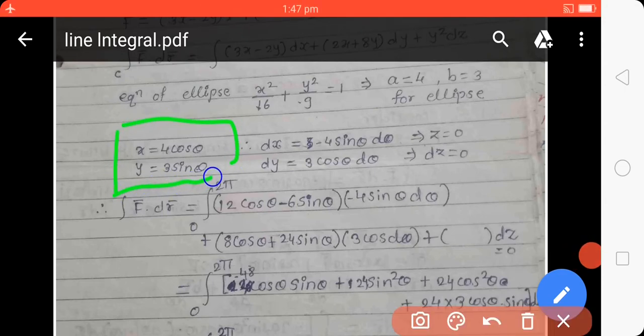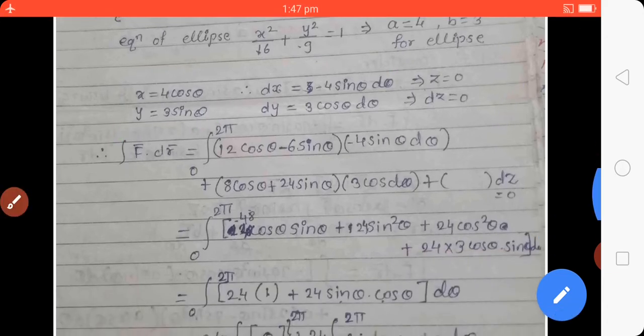If we take this substitution, we get the value of dx is minus 4 sin theta d theta, and the value of dy is 3 cos theta d theta. Here we are given the equation of the ellipse. Here z is 0, because this ellipse is in the xy plane, therefore z equal to 0. If z equal to 0, then dz also is equal to 0. Therefore we get only the first two terms. Substitute the values in the given f bar dot dr bar.